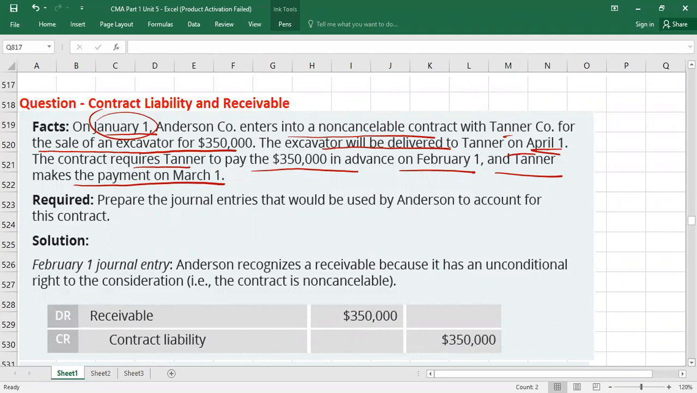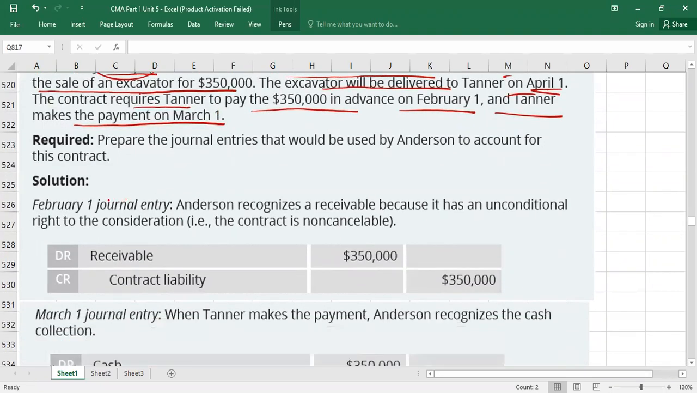So guys, it means on January 1, you will not pass any entry at the time of signing the contract. Don't pass, because you didn't receive anything. You didn't deliver anything. So what to record? Nothing. Right? But on February 1, as per contract.